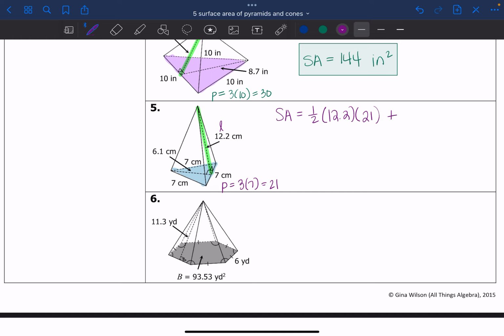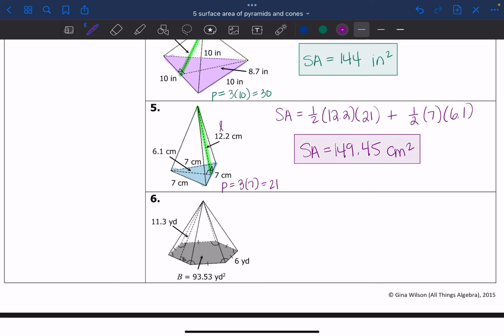Since our base is a triangle, it's going to be 1/2 length times width. So if all 3 sides are 7, then that for sure has to be our base. But then we need the height of just that base here. So that's going to be this dotted line here. I know that it makes a right angle, so 6.1. Type this in all at once. Round to the nearest hundredth if you need to. So I get 149.45 square centimeters.